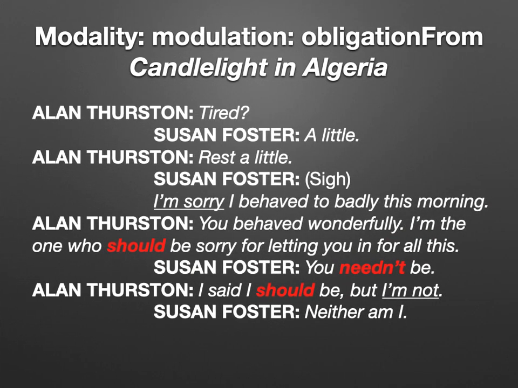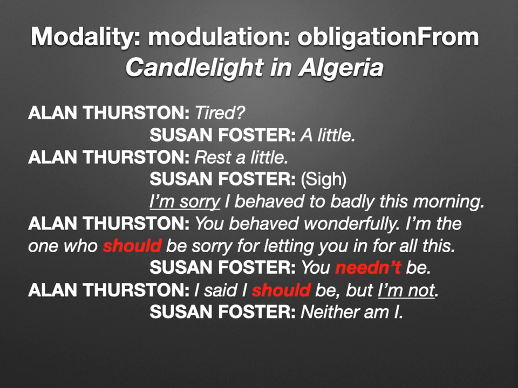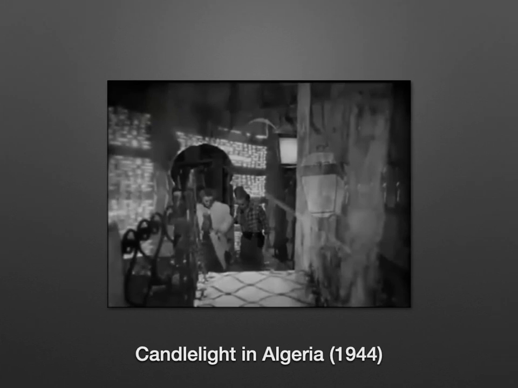So we see that Alan and Susan both have a good sense of the categorically, I am sorry, I'm not sorry, and the intermediate degrees. And in particular, this is brought out when Alan says, I said I should be sorry, but I'm not. So he's reporting on what he said before, and then he's contrasting that with what he actually feels. I'm not. So let me just illustrate this from a passage from the film from 1944, Candlelight in Algeria.